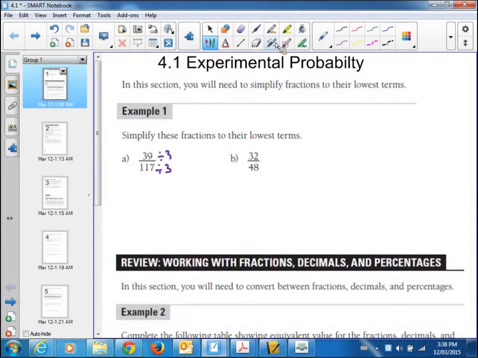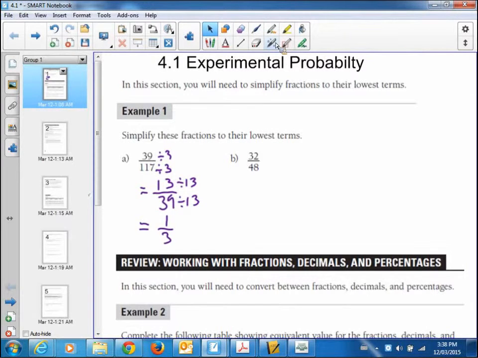When I do that, this becomes 39 divided by 3, 13. 117 divided by 3, that's 39 actually. Then, you can fit a 13 out of each one of those. Divide by 13. Divide by 13. Of course, it'll take you a minute or two to think about what numbers work. Use your calculator, trial and error. You get 1 out of 3.